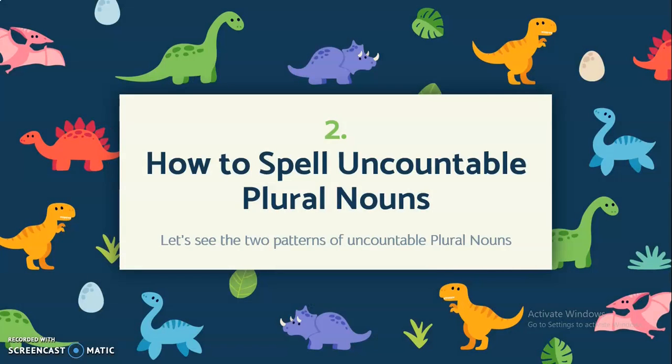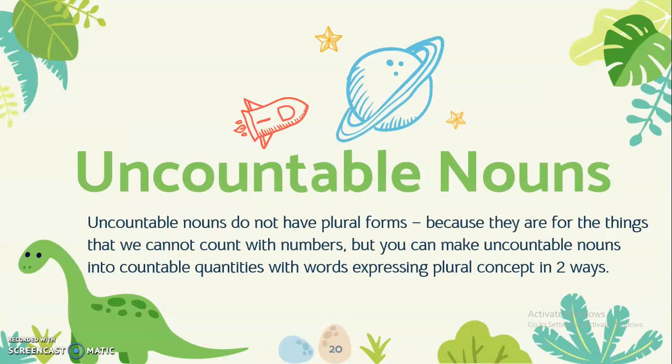Okay, nice. Now we're going to come to the second section of today's lesson. It's going to be about how to spell uncountable plural nouns. Last time we discussed something on the last episode. Here I'm going to give you just the two patterns of uncountable plural nouns. So let me remind you about uncountable nouns.